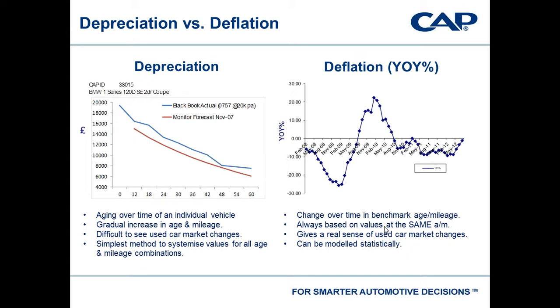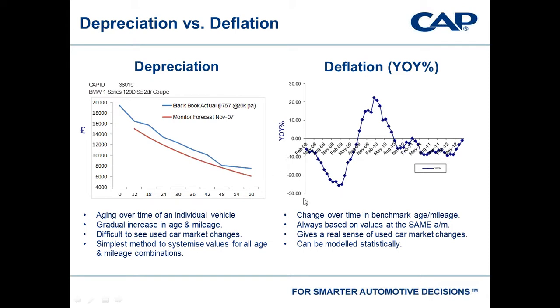With deflation, we're always looking at the same age and mileage. So if that was a 3-year 60 year-over-year percentage track, then we'd always be looking at a 3-year 60 value. What is it today? What was it a year ago? And what is the percentage change? And this gives you a much clearer picture of what's actually happening in the used car market.